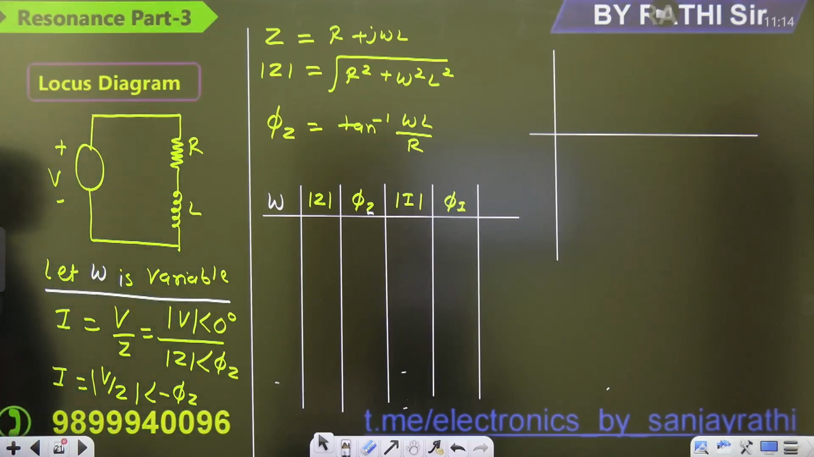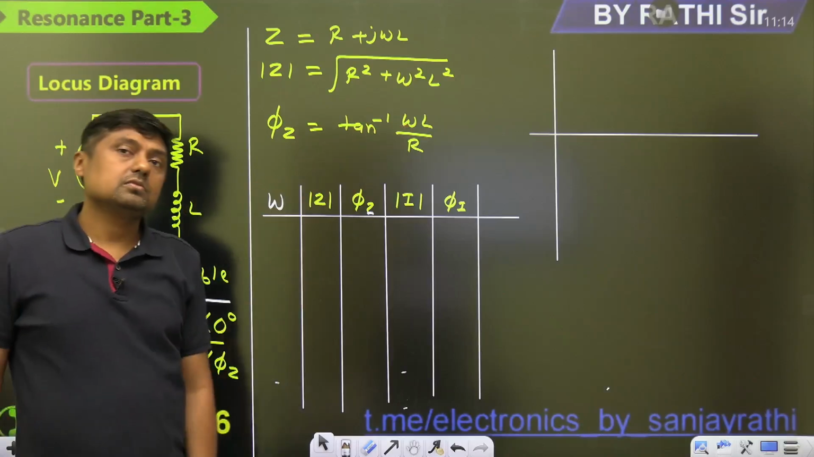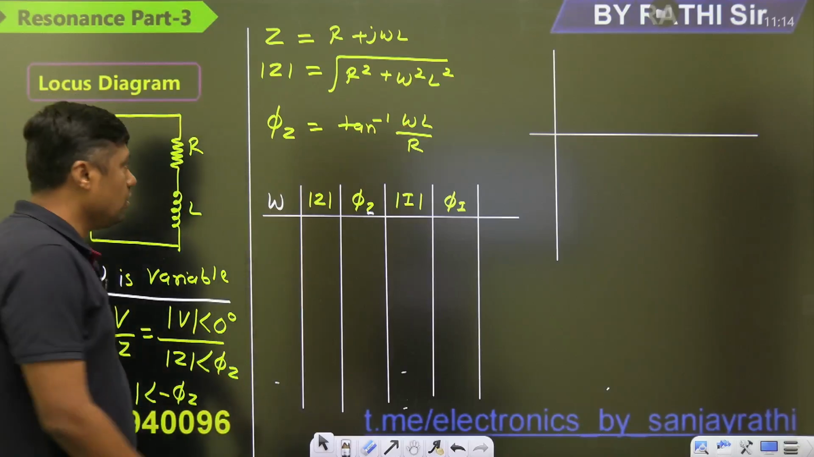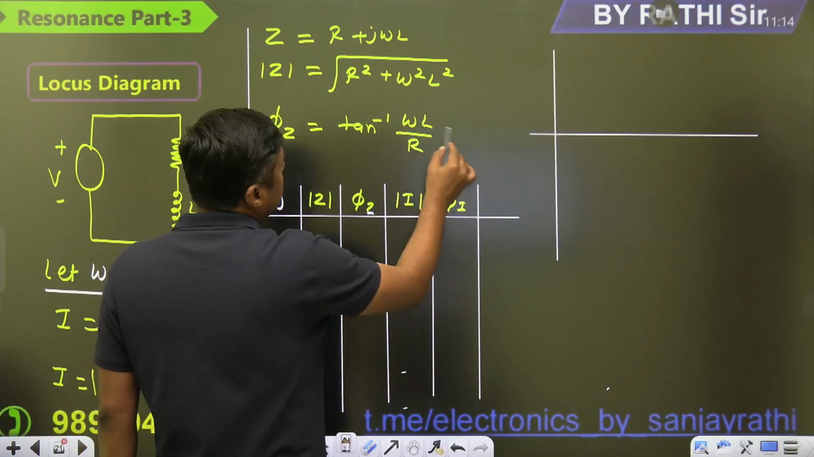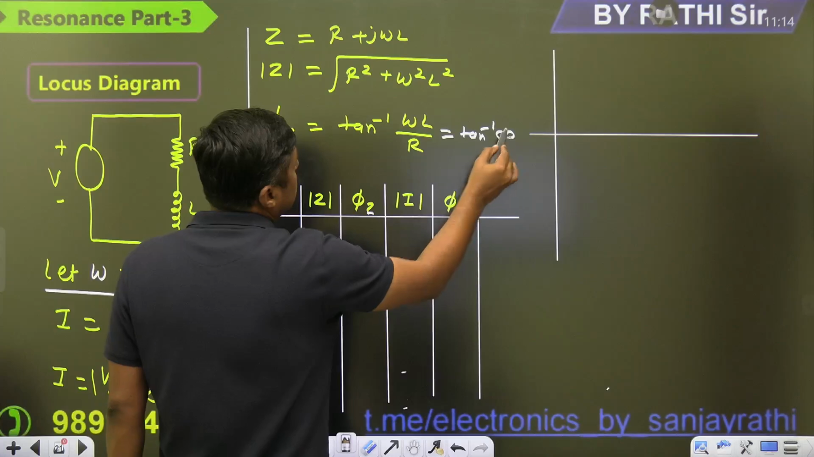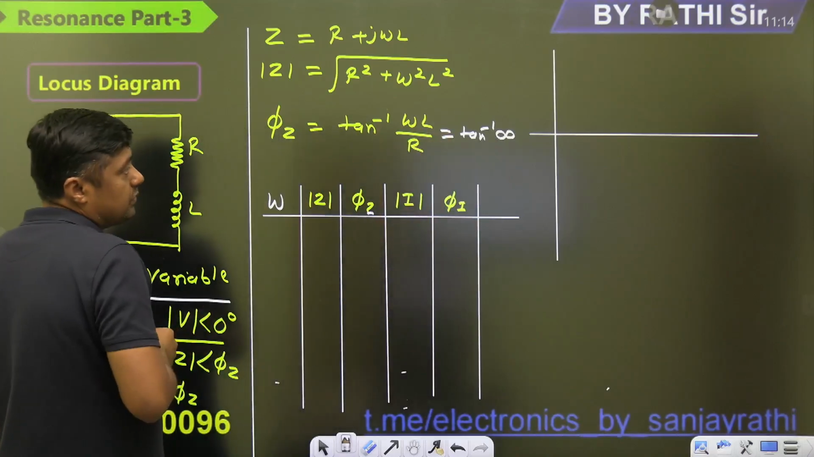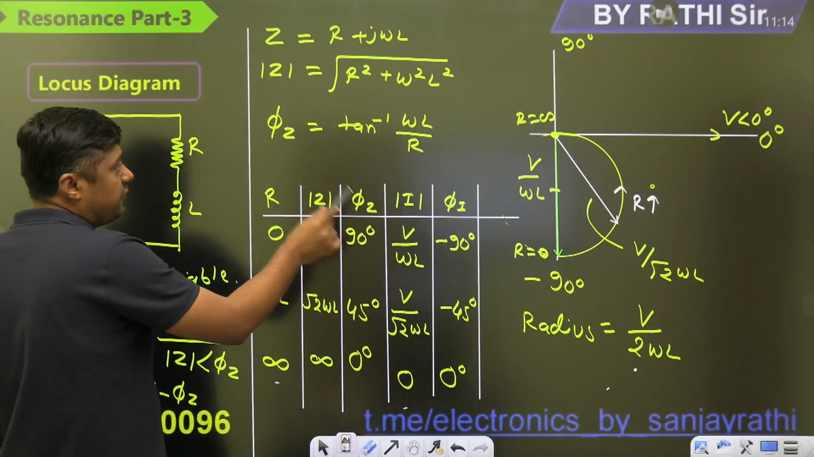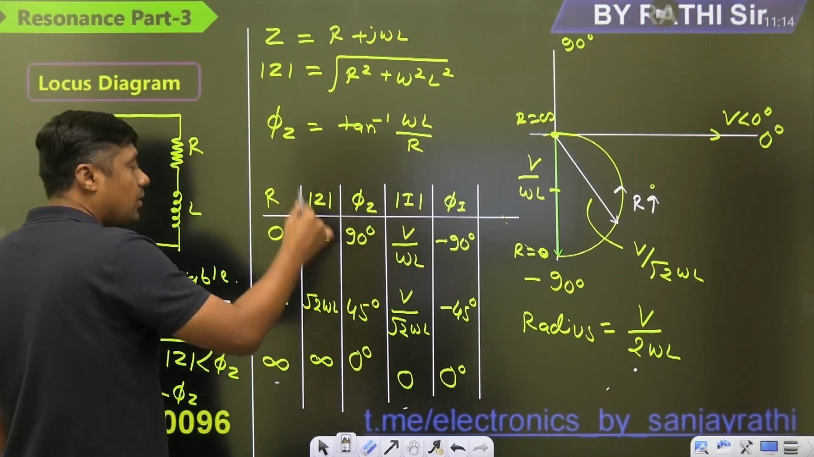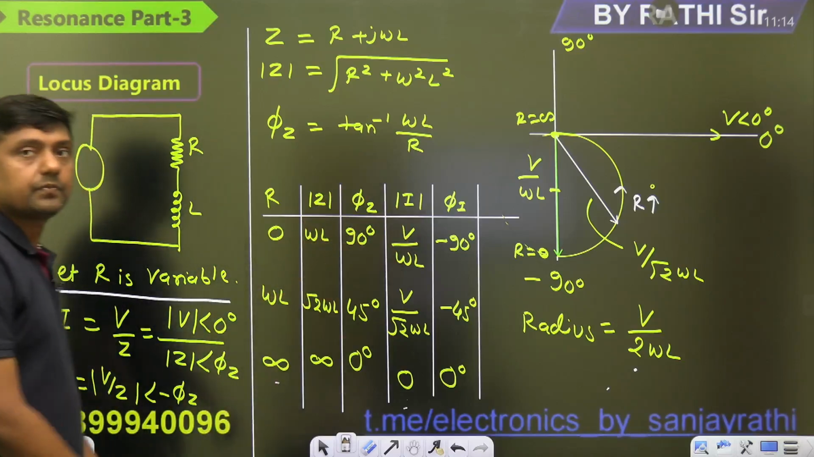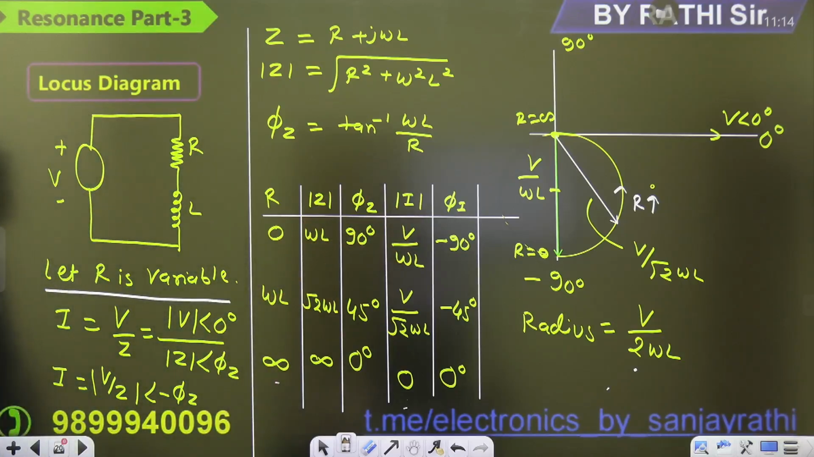Use your copy, pen, calculator. When R is 0, tell me what is the angle here? R is 0 means it will become tan inverse of infinity. What is the tan inverse of infinity? 90 degrees. So when it is 90 degrees phase of the impedance, what is the phase of the current? Minus of that, minus 90 degrees. Finish. Is it clear? Phase of current is minus of phase of the impedance. So R is 0, tan inverse of infinity, is what? Minus 90 degrees.